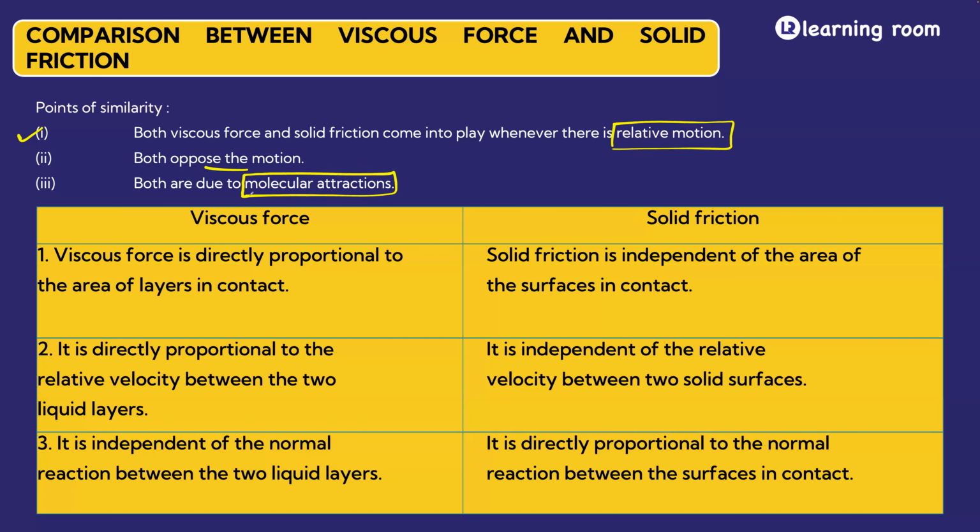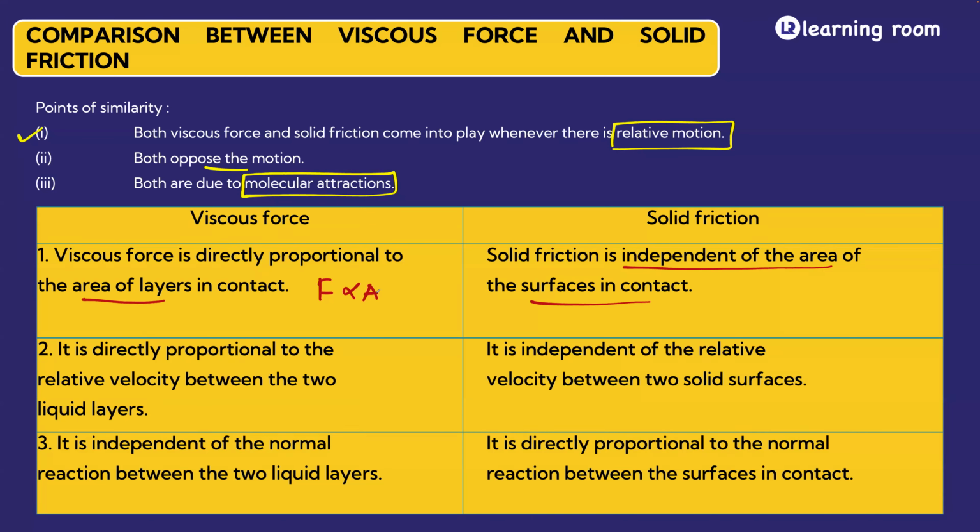Now the next question is, what are the differences between them? Viscous force is directly proportional to the area of the layers in contact, whereas the solid friction is independent of the area of the surface in contact. That is the first difference. We wrote that F is directly proportional to the area which is in contact, whereas the solid friction is independent of the area.